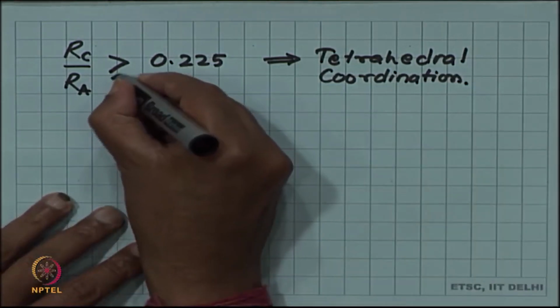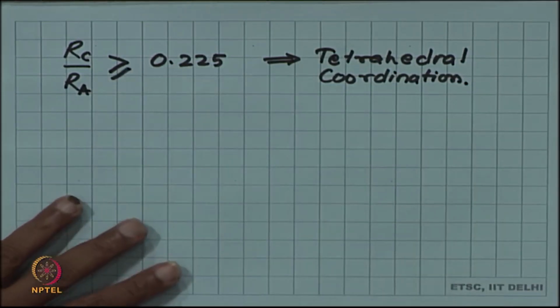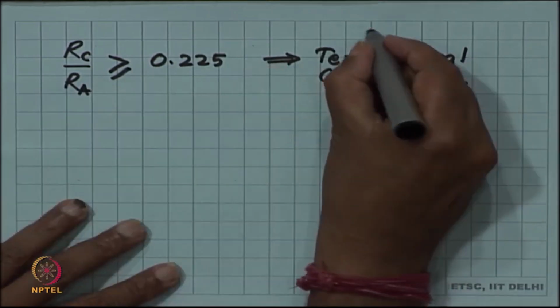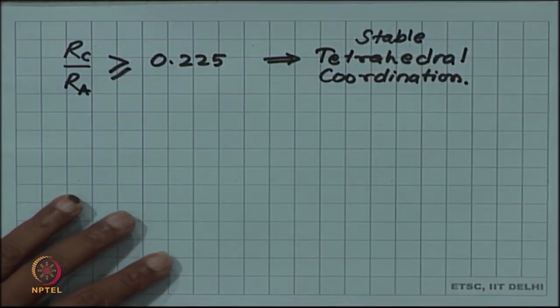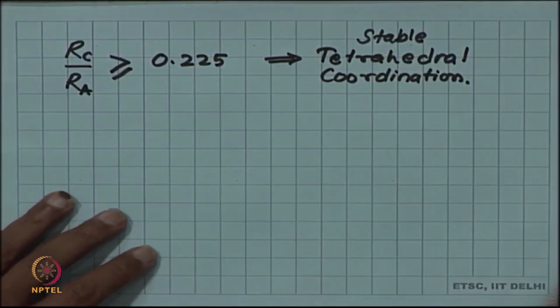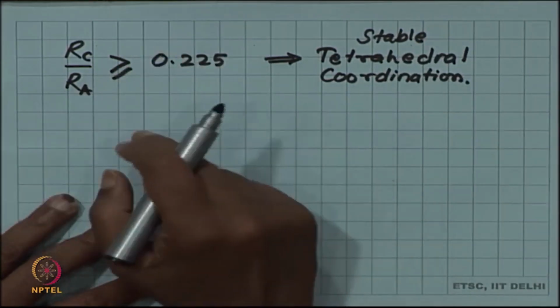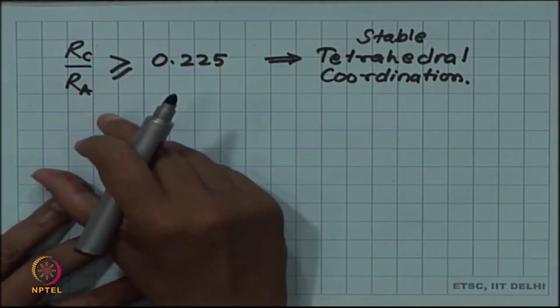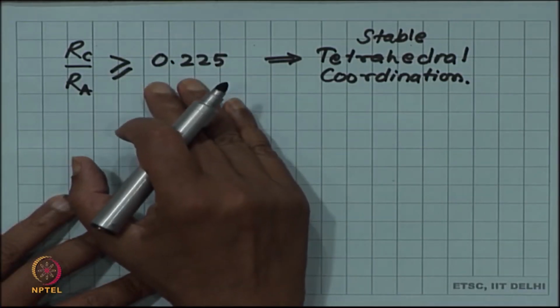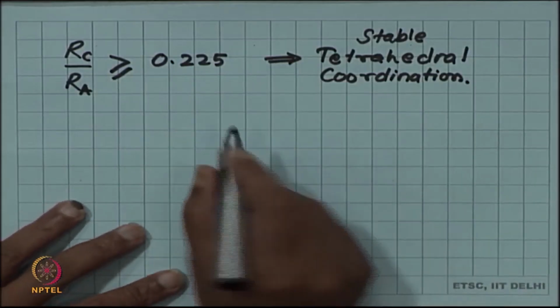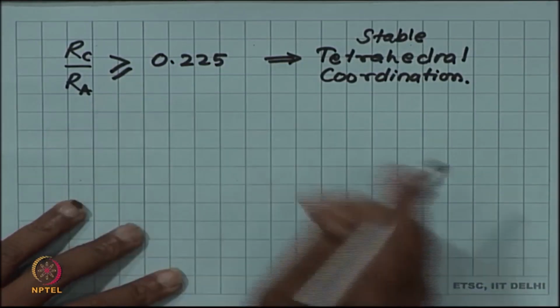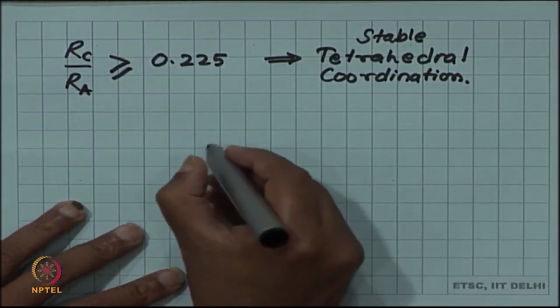And you can include equal as a critical stability. So, stable tetrahedral coordination. Now what you have is the ratio 0.155 for triangular, and you are getting a ratio 0.225 for tetrahedral. If you put these two together, you will get both the upper and lower bounds for triangular coordination.